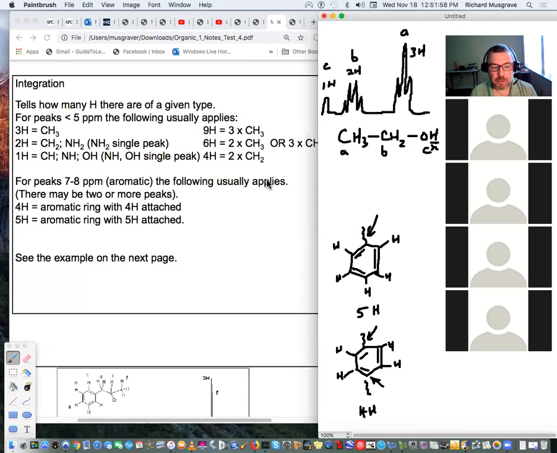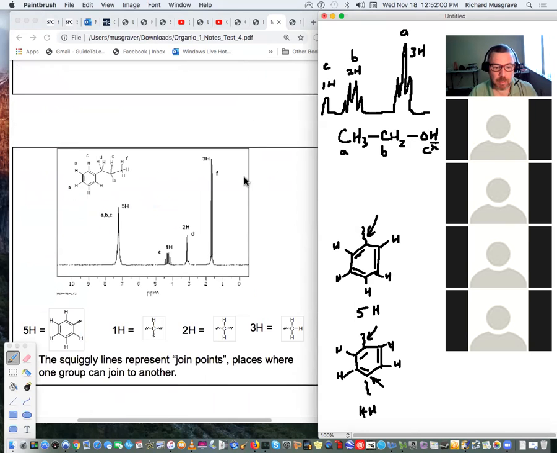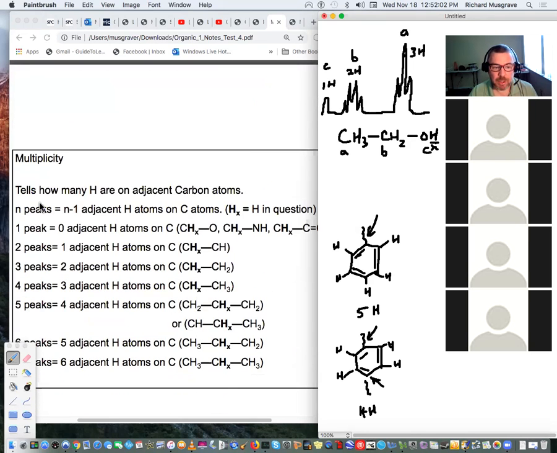So all of this multiplicity talk that we go on with, and I make it very clear here, tells how many hydrogens are on adjacent carbon atoms. And it's really important that we talk about carbon atoms. They're the only ones that these other hydrogens can see.